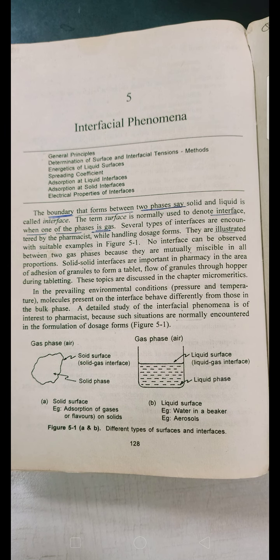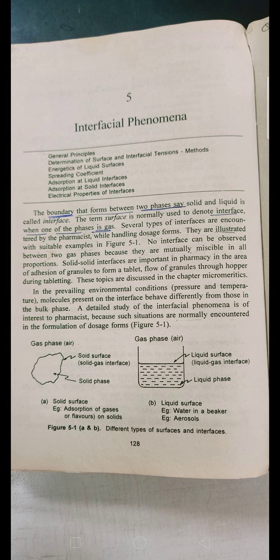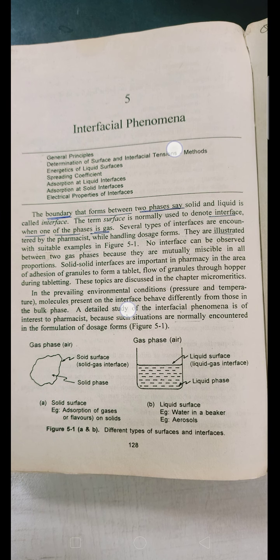Hello everyone. Today we are going to start our first chapter, interfacial phenomenon. Now, as we have discussed earlier, when there are two phases, one solid and one liquid, there is a boundary between those two phases. This boundary is called the interface. The second word we have discussed is surface. Generally we are going to use the word surface, right?